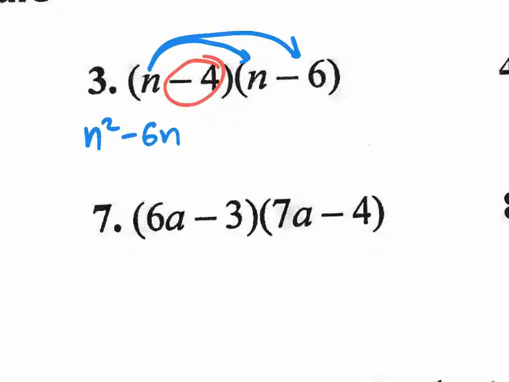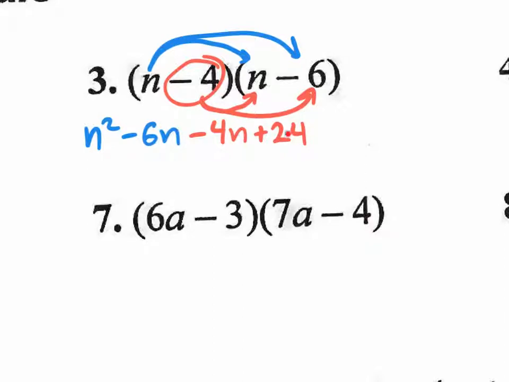This negative 4, and notice that I circle it because I'm including that minus sign. A lot of people make the mistake of thinking that it's just a 4. It's actually a minus 4, which makes it a negative 4 when you multiply. Negative 4 times n, that's simply negative 4n. Negative 4 times negative 6, that's positive 24.